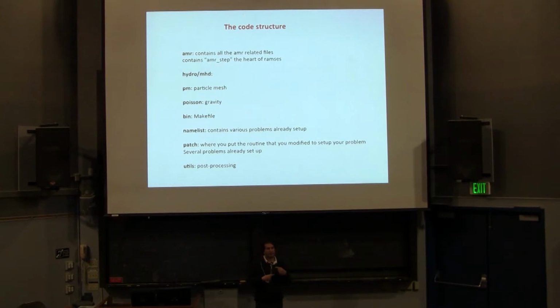And as we see, it's a bit of a strange routine because it is calling itself many times. You enter the routine at the coarse level, so the lowest refinement level, and then each time you have a new level, it calls itself. When you reach the highest level in the simulation, it starts solving the equation, and then it goes down through the levels up to the smallest level of refinement. So that's something you may want to have a look at if you would like to understand how RAMSES is exactly working.